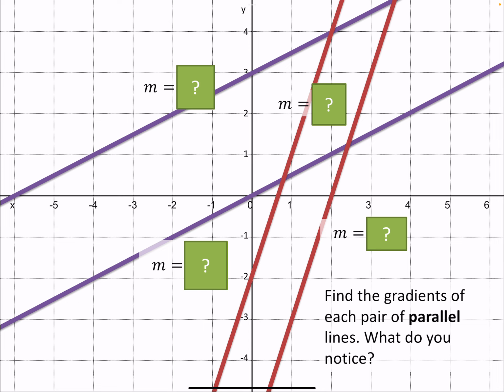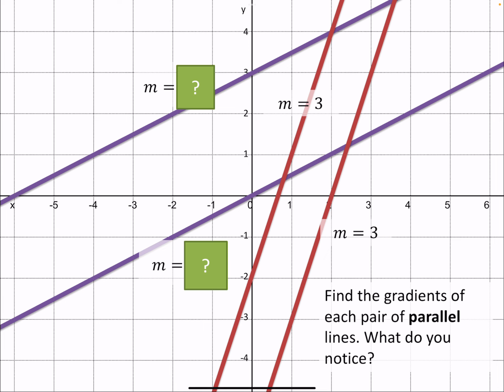What do you notice? Well, let's have a look at this red line first of all. You can see that if I pick this point down here and go across 1, I'm going to go up 1, 2, 3. So the gradient of this line here is 3. And if I pick this point here on the red line, I go across 1, I'm going to go up 1, 2, 3 also. So we also get 3.